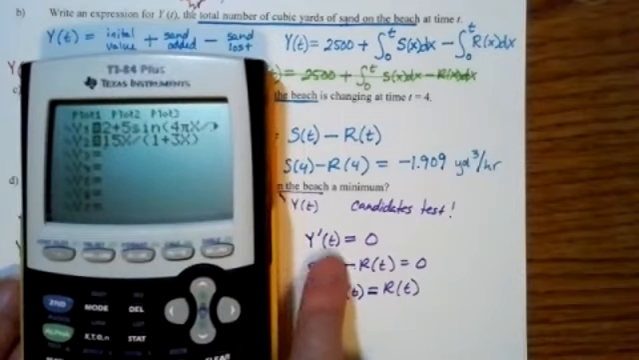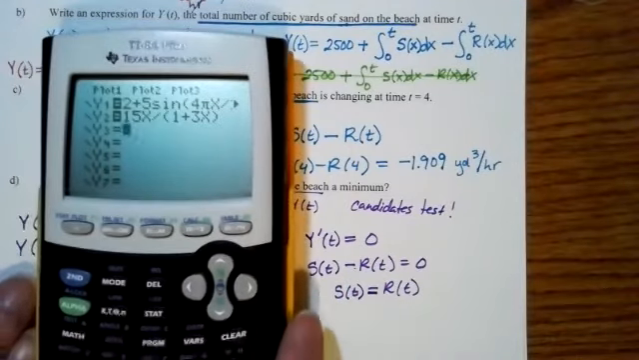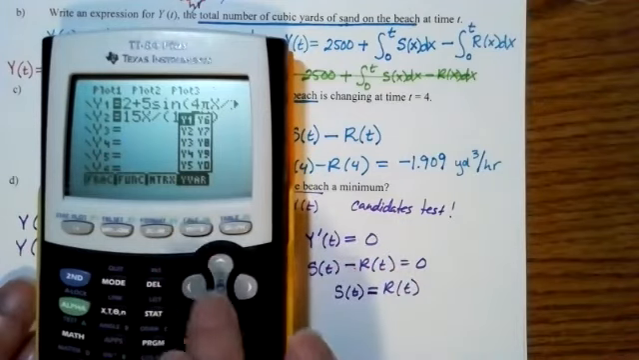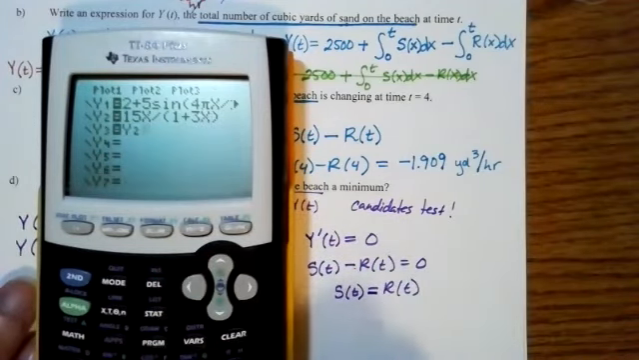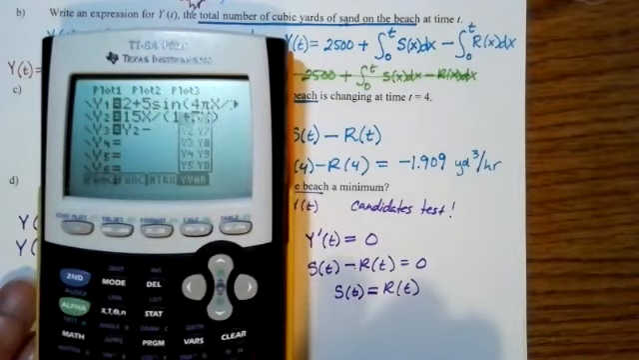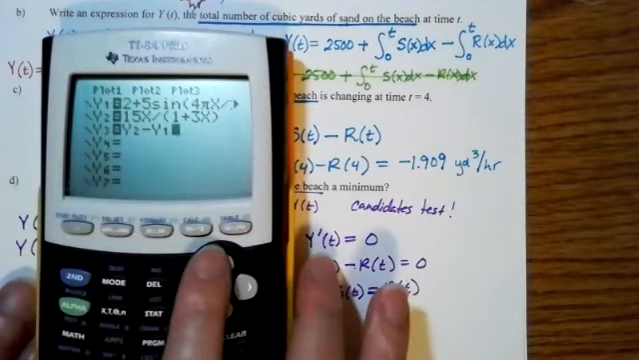This one's going to be y prime of t, which, remember, is s of t minus r of t. So I believe I can just do y1. Nope, let me do y2. Remember, s is y2, and subtract y1. I think I can just graph that as a function, but before I do, I'm going to turn off these other ones.